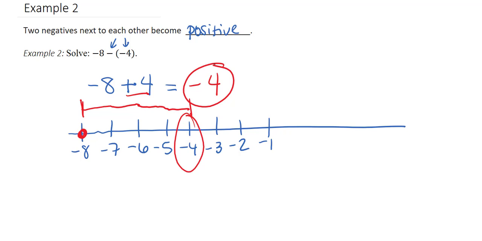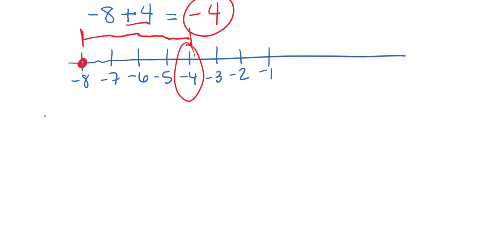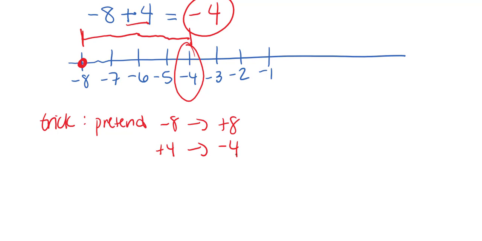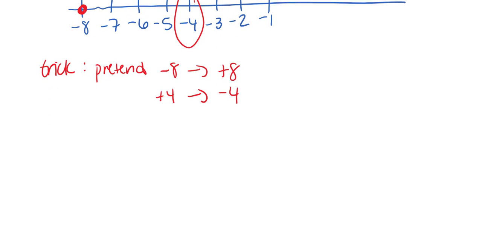Now I'm going to also show you another trick on this. So this is a trick. So we're going to pretend -8 is actually +8, and +4 is -4. So we're going to switch the signs. But in the end, keep the negative sign.